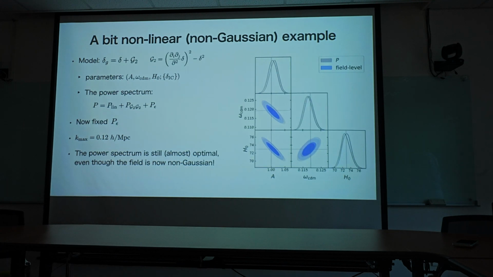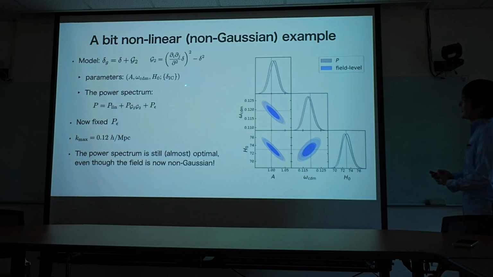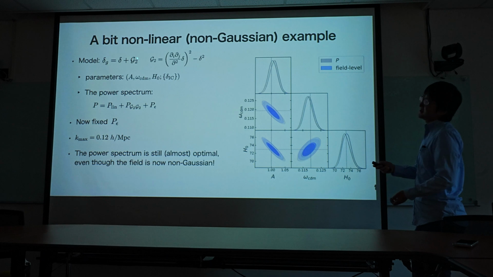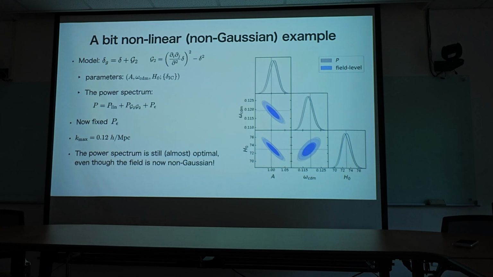Okay, then let's move on to a somewhat more complicated scenario. Here we start to add some quadratic nonlinearity in the mock data, which has a weird combination. But the point is, this is just a quadratic nonlinearity constructed from the linear density field. So you can just think of this as the linear density field squared or something like that. Then for a moment, we fix the noise level and only focus on the cosmological parameter and run the inference. And here's the result. One might expect that now the underlying field is non-Gaussian, so field level should be or might be better than power spectrum. But this is not the case.